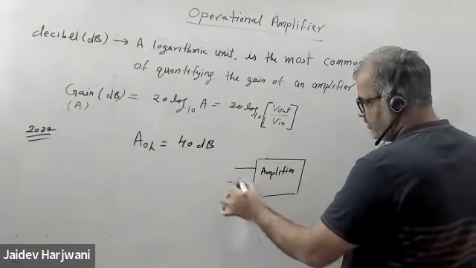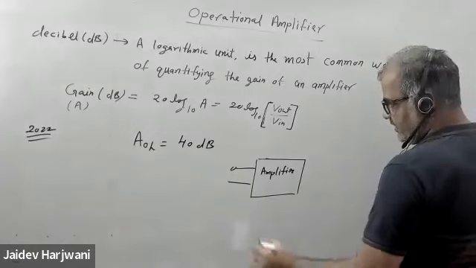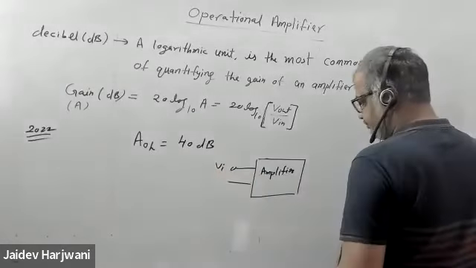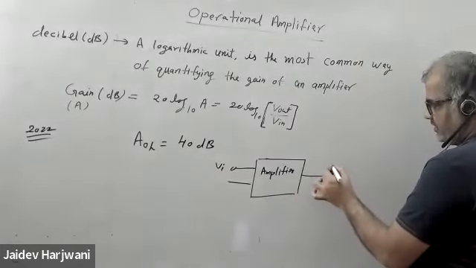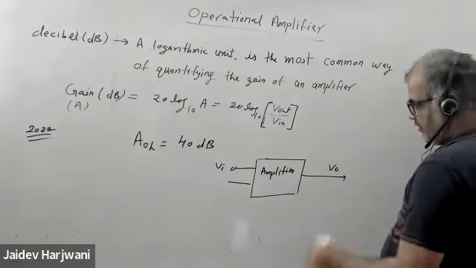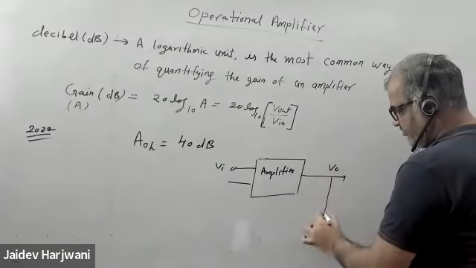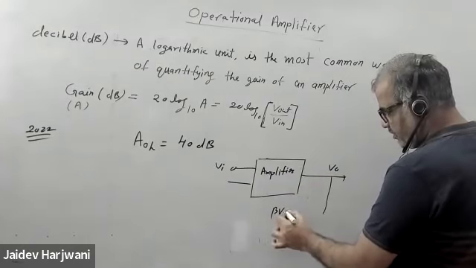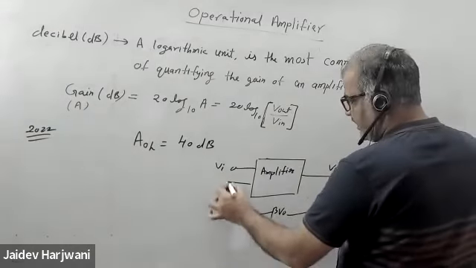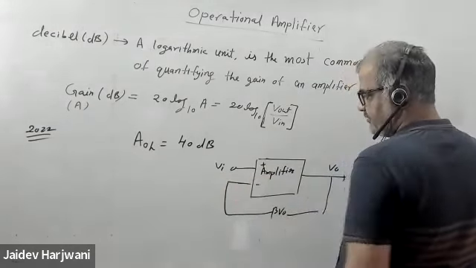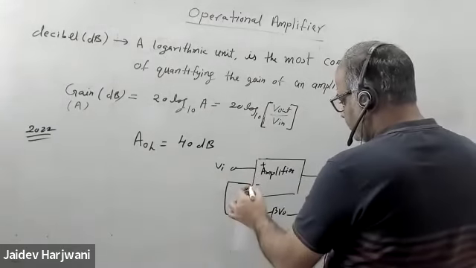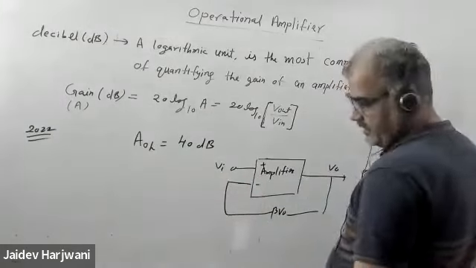These are the input V input, and you're getting some V naught output. Now a fraction of this V naught, beta V naught, they are again giving as a negative feedback. So they're asking now what is the new gain.